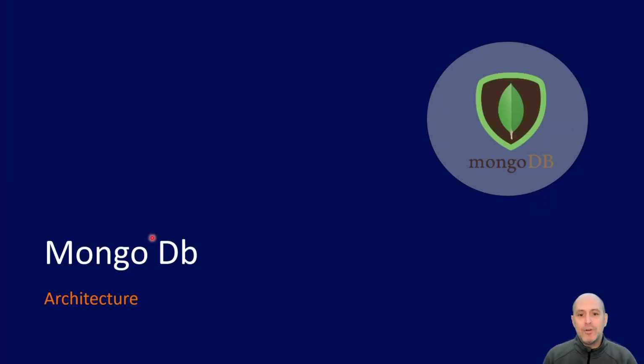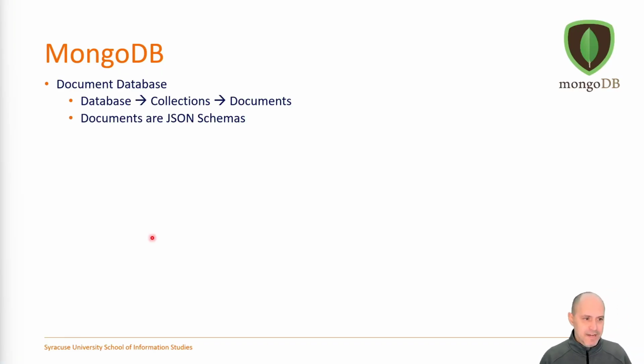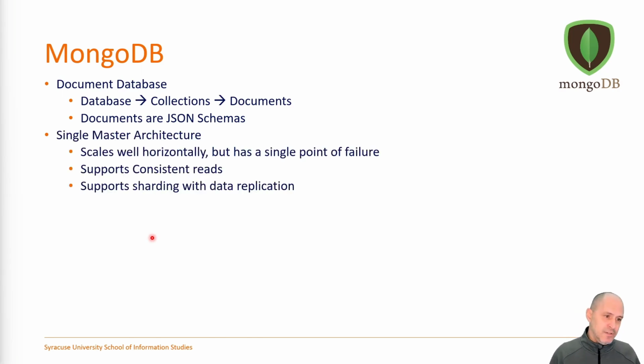Let's dive into the MongoDB architecture. MongoDB is a document database. It has this hierarchy of database to collections to documents. Documents are JSON schemas. It uses what's called a single master architecture. As we learned before, this involves having a lead node or a couple of lead nodes that tell us where to write things and where to go to read things. It supports consistent reads, and it scales well horizontally. It uses what's called sharding and data replication, which we'll talk about a little more.